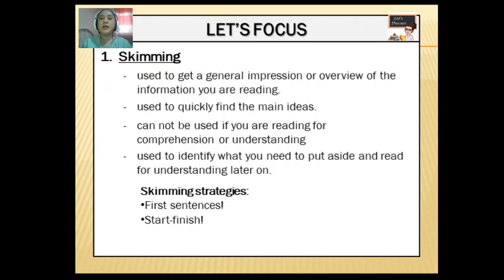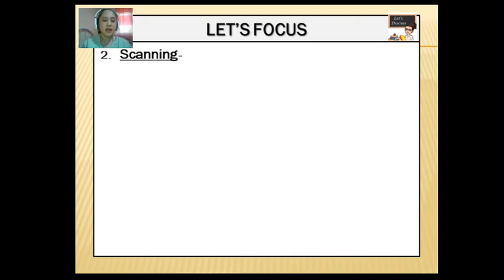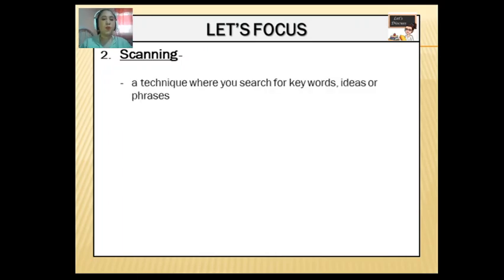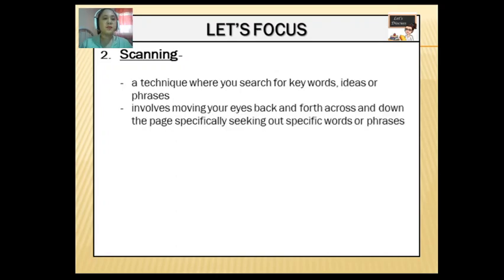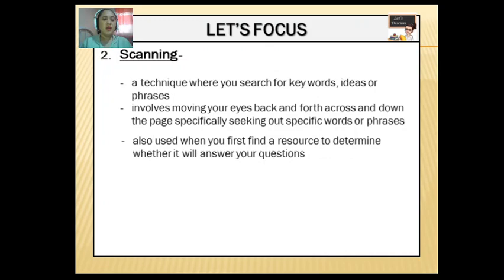Okay. The second type of reading that I'll be discussing is scanning. So scanning is a technique where you search for keywords, ideas, or phrases. It involves moving your eyes back and forth, across and down the page, specifically seeking out specific words or phrases. It is also used when you first find a resource to determine whether it will answer your questions.